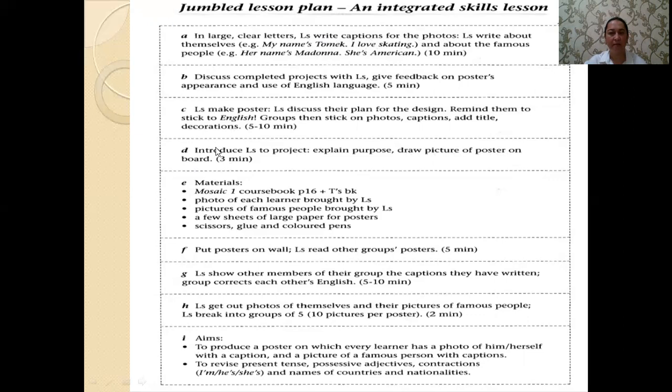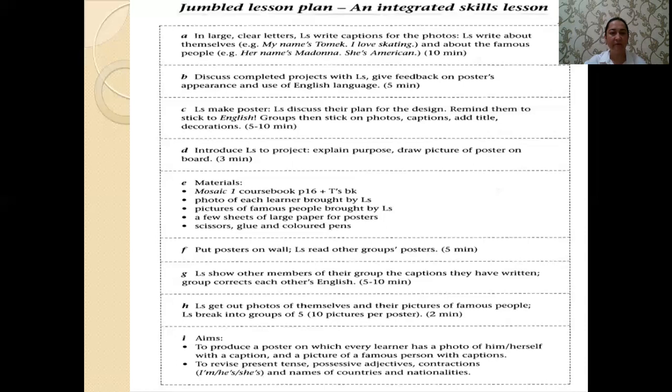A, and then G, show other members of the group captions. The length of this activity is from 5 to 10 minutes. And the next one is C, make posters, discuss the plan for the design, remind them to stick to English, groups and stick on photos, captions, add title, decorations. Again, the length is from 5 minutes to 10 minutes.